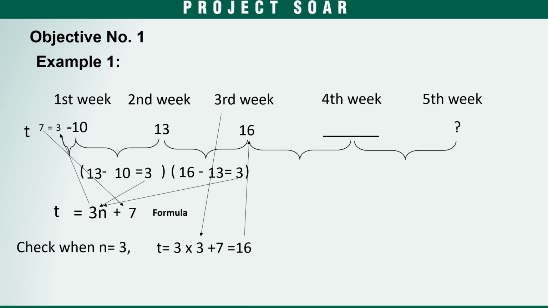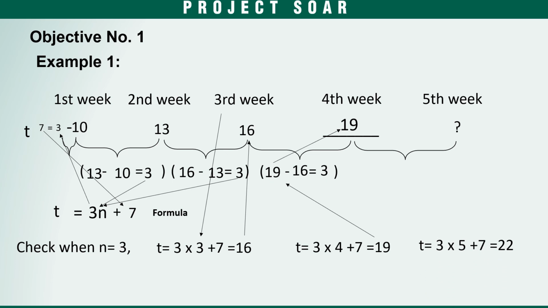So, let us find out about the 4th week. So t is equal to 3 times 4 plus 7, which is equal to 19. So that means 19 minus 16 is equal to 3.